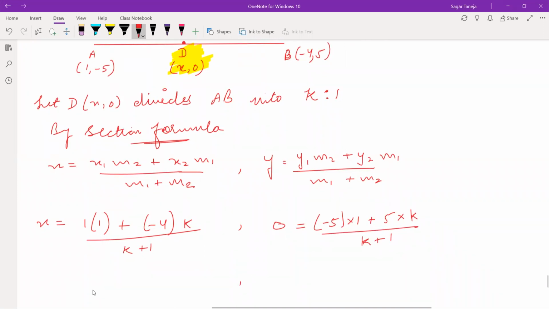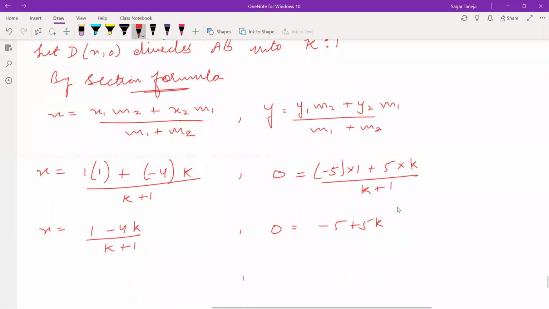Let us solve this side also: x is 1 minus 4k upon k plus 1. And on the y side, multiplying by k plus 1, 0 times it becomes 0, and this side is minus 5 plus 5k equal to 0. With this we can take out the value of k. 5 is equal to 5k, and k finally is equal to 5 by 5, which is 1.